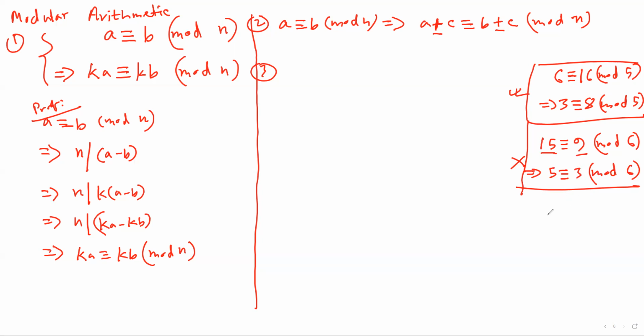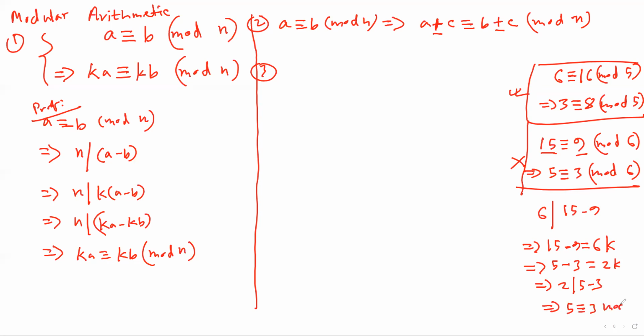The idea is, when I write 15 is congruent to 9 mod 6, what I mean is 6 divides 15 minus 9, which means 15 minus 9 is 6k, a multiple of 6, where k is an integer. Now, if you divide both sides by 3, you get 5 minus 3 is equal to 2k. So 2 divides 5 minus 3, and I should have written 5 is congruent to 3, which is true, but not mod 6, but mod 2. So something happened in between while I write the algebra in detail, right?